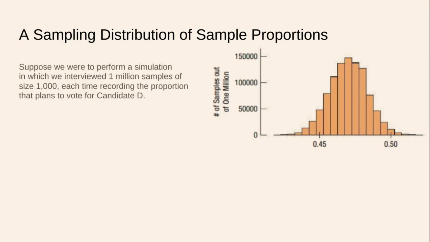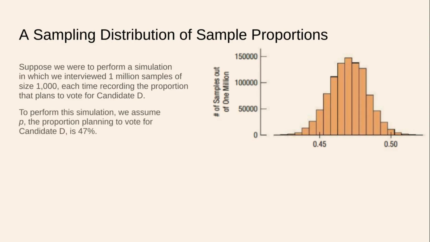Suppose we were to perform a simulation, all right? We talked about simulations earlier this year, in which we interviewed 1 million samples, okay? So we have 1 million samples. How big are those samples? Well, they are of size 1,000. And each time we took a sample of 1,000, we recorded the population that plans to vote for candidate D. Okay, this is purely theoretical, of course. To perform this simulation, we assume p, that is the proportion of people planning to vote for candidate D, is 47%. That's a reasonable assumption.